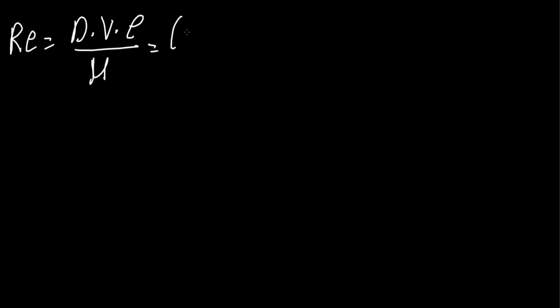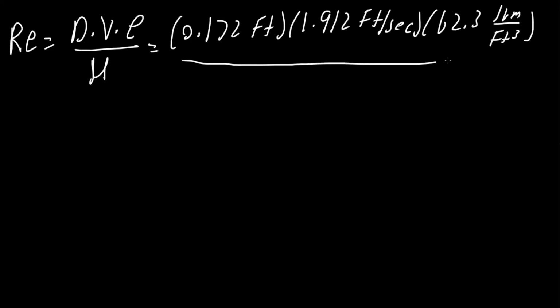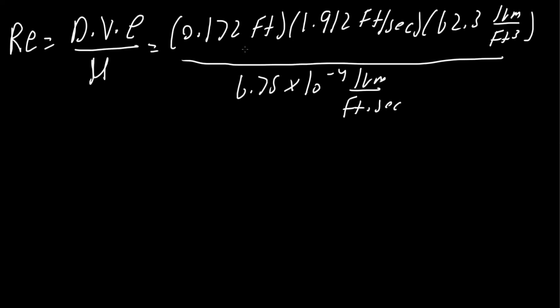We said that D was 0.172 feet. V we said was 1.912 feet divided by seconds. And density we said was 62.3 pound mass divided by feet cubed. Now this whole thing will be divided by viscosity. Viscosity was 6.75 times 10 raised to negative 4 pound mass divided by feet times seconds. Multiplying everything out and dividing, we get Reynolds number equal to 3.035 times 10 raised to 4.